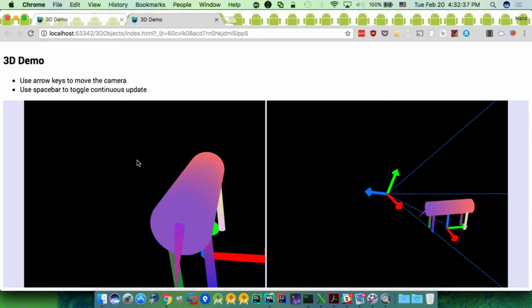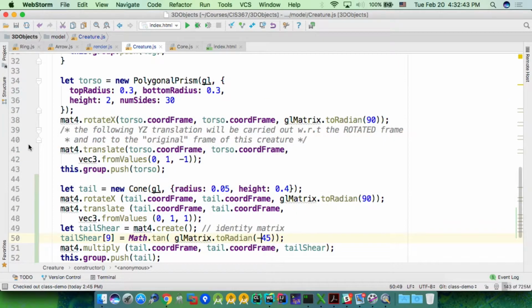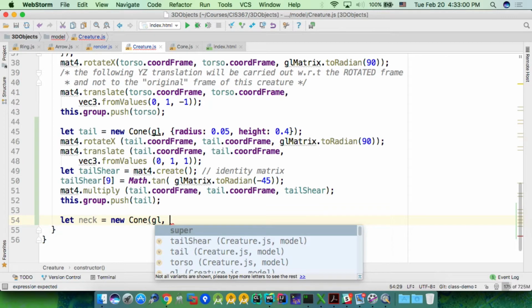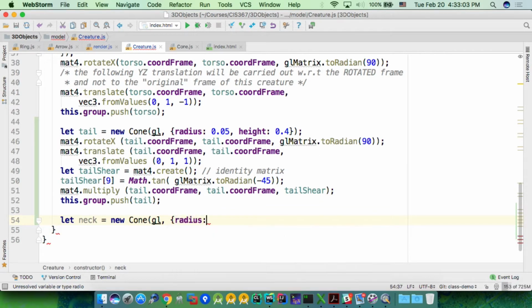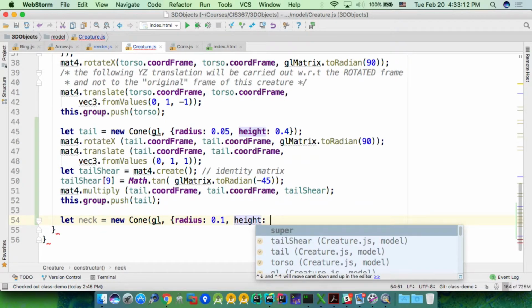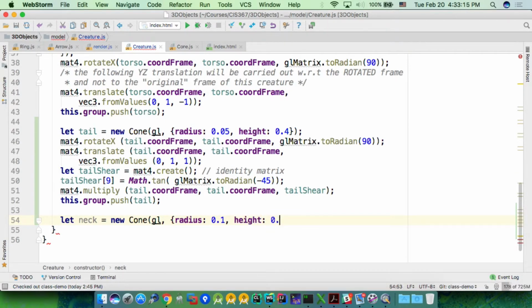So now let's work on the head and the two ears and the two eyes. As I mentioned before, I think it will be easier to start everything as a group, and then we can move everything as a group up there. Or maybe we can start with the neck. So the neck is basically the same, right? Neck, new cone, GL, and then radius. Maybe the radius is bigger, 0.1 maybe. And then height. What would be the height? 0.2.